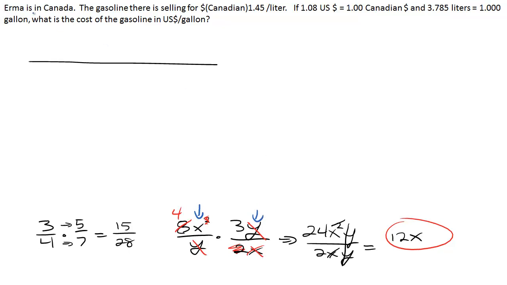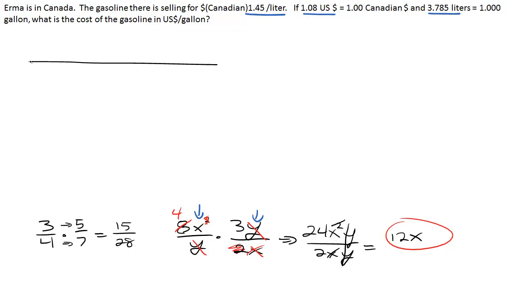So for instance, here's a simple example. Irma's up in Canada. Gas up there sells for $1.45 per liter, and that's in Canadian dollars. And if the current conversion rate is $1.08 US is equal to 1 Canadian dollar, and we know that 3.785 liters equals 1 gallon, we can now figure out what the cost of gasoline is in Canada in US dollars per gallon, the thing that we're used to, right?